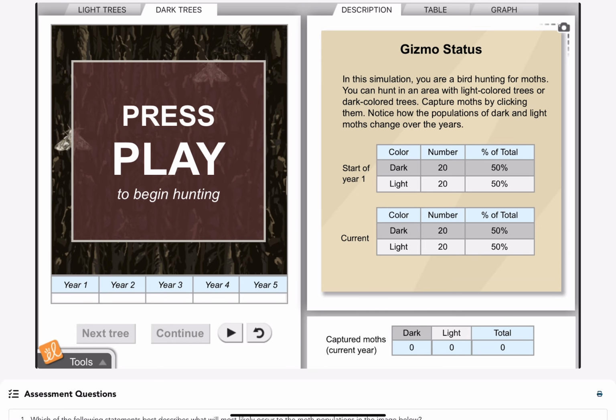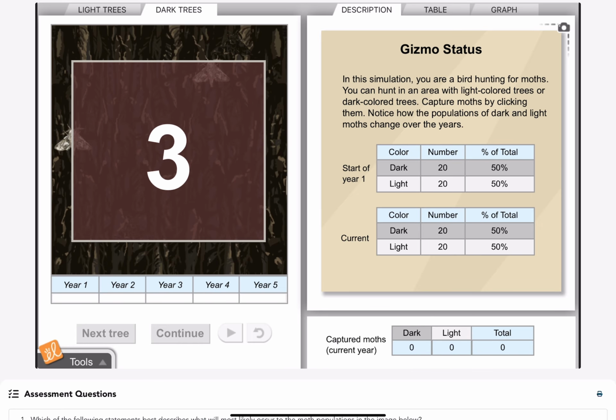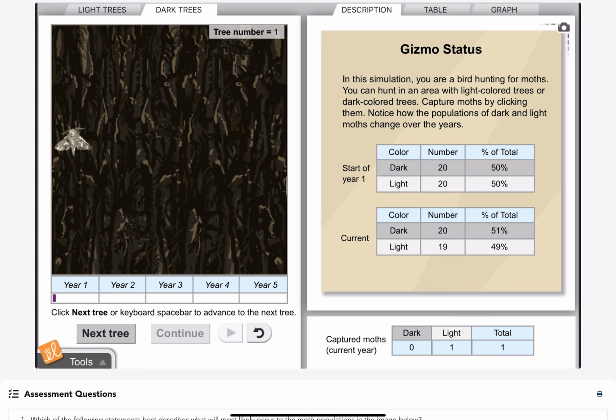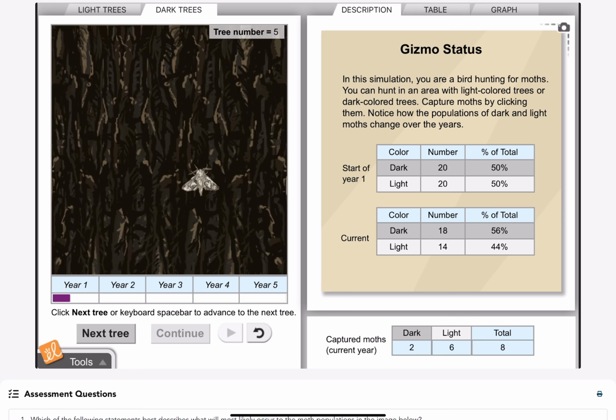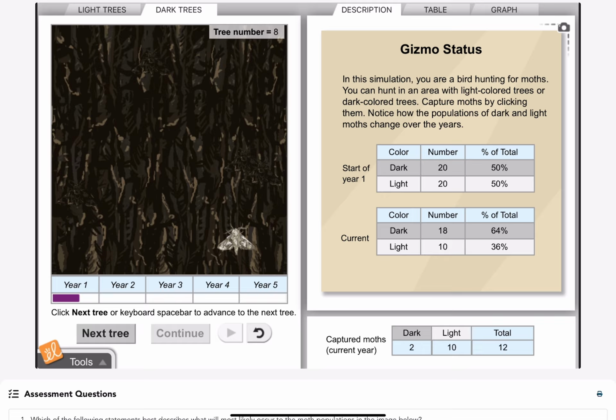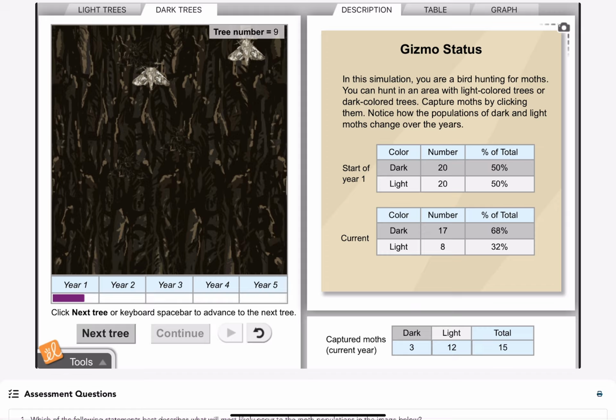This will give you a very similar situation, starting off with 20 and 20, so a 50 and 50% ratio, and then finding that the light moths are just so much easier to catch. And so year after year, you're going to notice that the white moth population is decreasing while the black moth population increases more sharply.